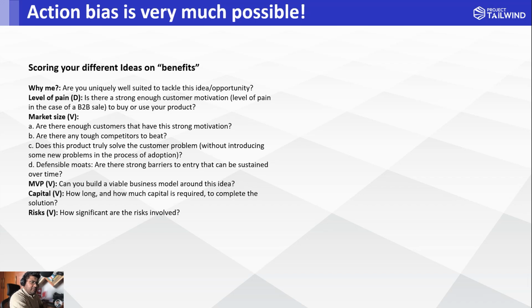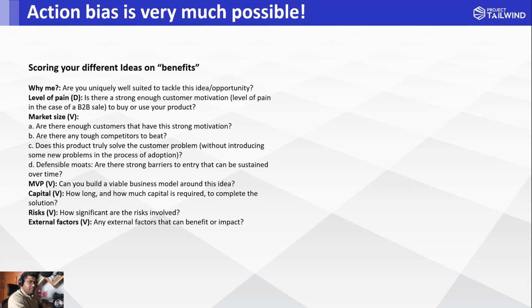Then the next set of parameters relates to taking the product out to the market, validating your hypothesis, and figuring out what the viable business model is. That is the MVP. Okay. And then figure out how much capital is required to develop this, and how long the capital is required to complete the solution and sustain the business. What are some of the significant risks involved in developing this solution? Are there any external factors that can benefit or impact? So these are the set of benefits or parameters on which you should score your ideas.